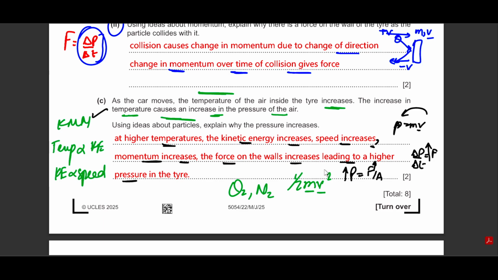So all of this is combined for a 2 marks question in these statements. If you write it down like this, the examiner understands that you already have this knowledge in your head about the momentum bit and about the pressure bit.